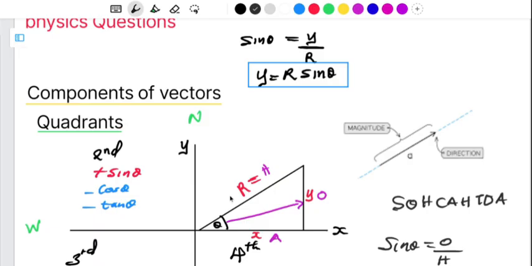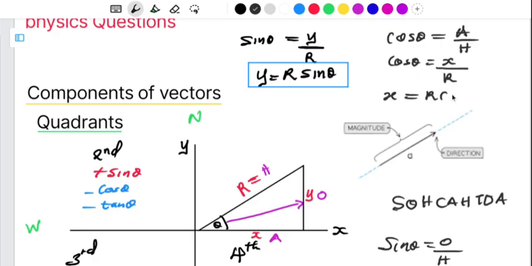Another thing that you have to understand here: we have cos theta, which is equal to adjacent over hypotenuse. Adjacent is x in this case, and hypotenuse is r. Making x the subject of the formula, x is going to be equal to r cos theta. So if you want to find the x component, you have to use this formula here. r being the resultant vector, it can be anything.